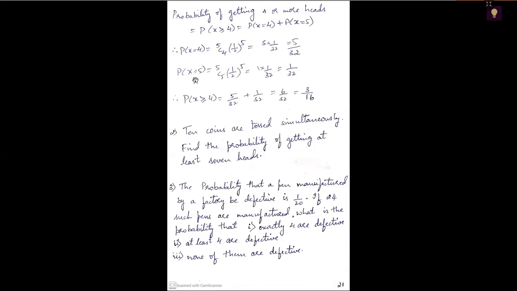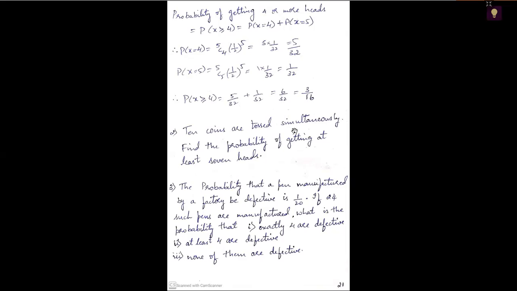Similarly, for P of X is equal to 5, evaluate the same way. You will get it as 1 by 32. Therefore, P of X greater than or equal to 4 is equal to adding these two. So 5 by 32 plus 1 by 32, that is 6 by 32, which is equal to 3 by 16. So this is how you do the problem. Similarly, you can do the second one. It's for you to do yourself.